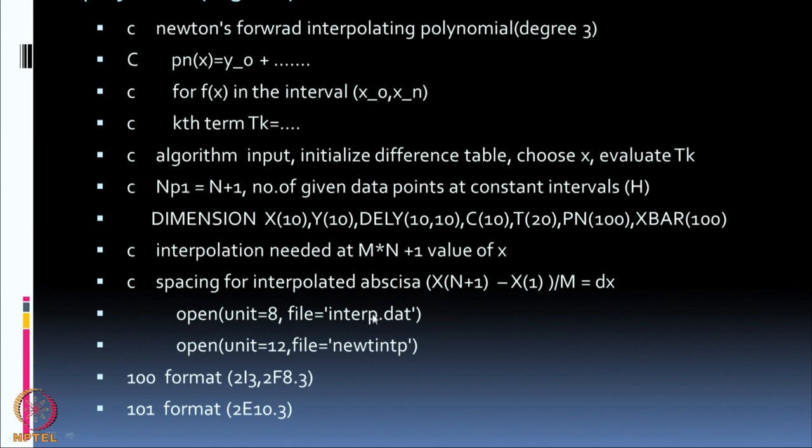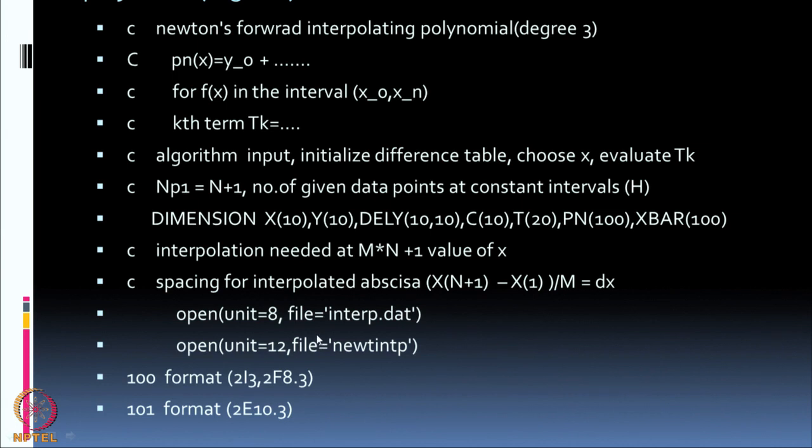Now, why do I use these terms INTRP and NEWT-INTP? The moment I see INTRP, I know that it is data for interpolation, and NEWT-INTP has something to do with Newton's interpolation. So, the file which is accessed by number 8 is the input file, and the file that is accessed by unit 12 will be the output file.